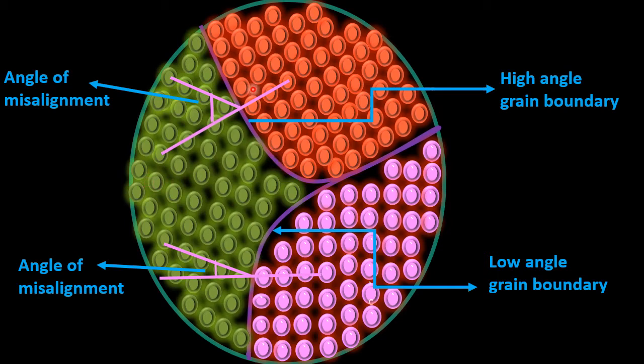So the energy of these grain boundaries is a function of the angle of misalignment. So we can say that high angle grain boundaries are at higher energies because of greater misalignment between these two grains, as compared to low angle grain boundaries, where the grain boundary energy is lower as compared to the high angle grain boundaries.